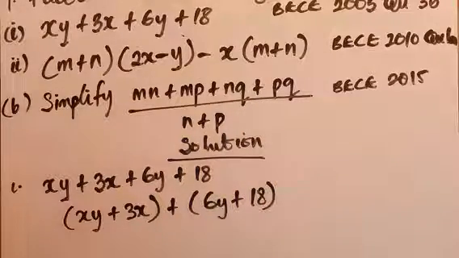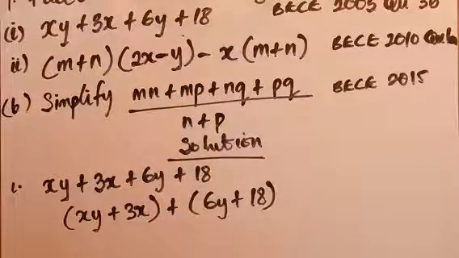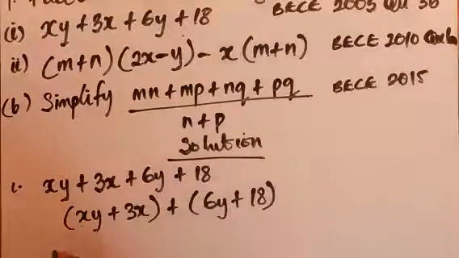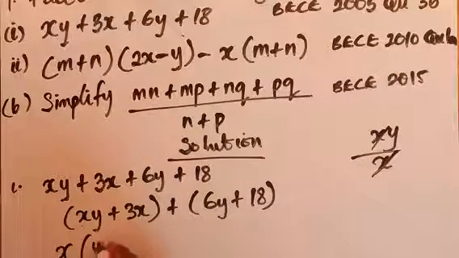Good. And always bear in mind that before you group, you check whether you are to send y here, or bring y here and 3 here. At the end of the day, you still get the same thing, but you must know how you are going to figure out the items. Now the common term here is x. So we pick our x out. xy divided by x, x cancels x, I'm left with y. Then the same thing, x cancels x, I'm left with 3.